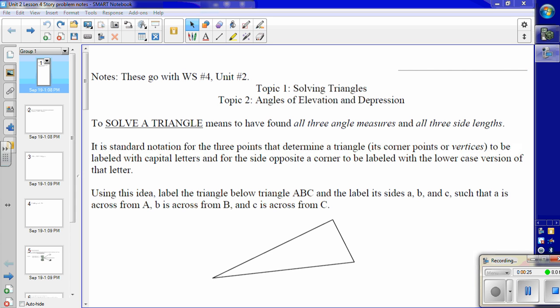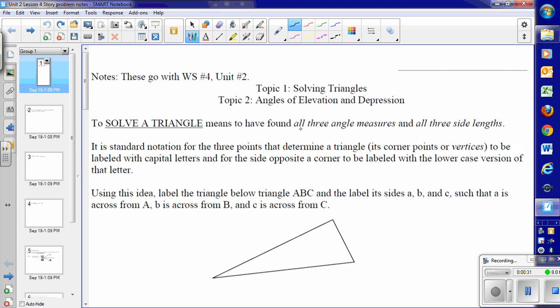At the start, I've written this to you. To solve a triangle means to have found all of the angle measures and all of the side lengths. So there are in total 6 different measures that you would know if you have in fact solved a triangle.